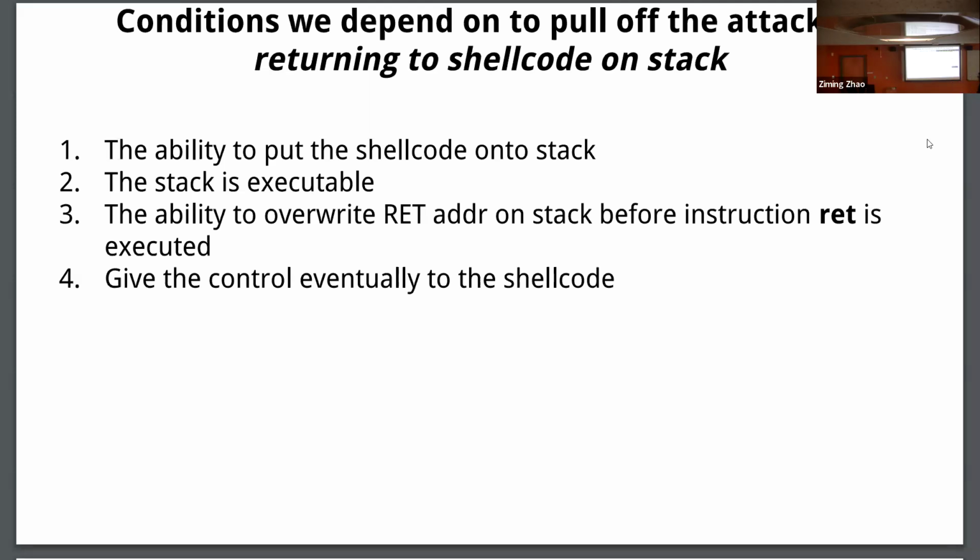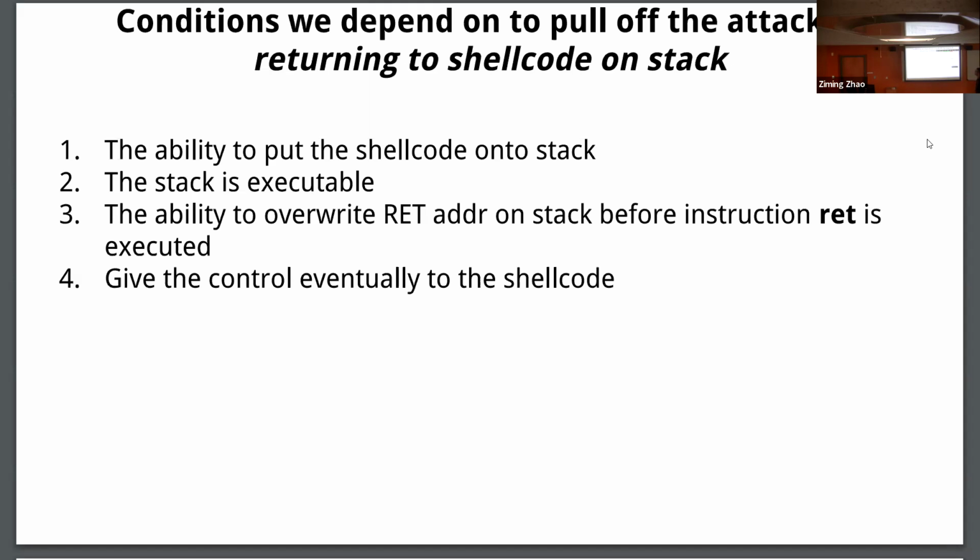The stack must be executable, and we should have the ability to overwrite the return addresses on the stack before the return instruction is executed. And eventually we should have the ability to give the control to our shellcode. So sometimes, especially as an attacker, I like to list those kinds of conditions we depend on to pull off an attack. The more conditions, the better.